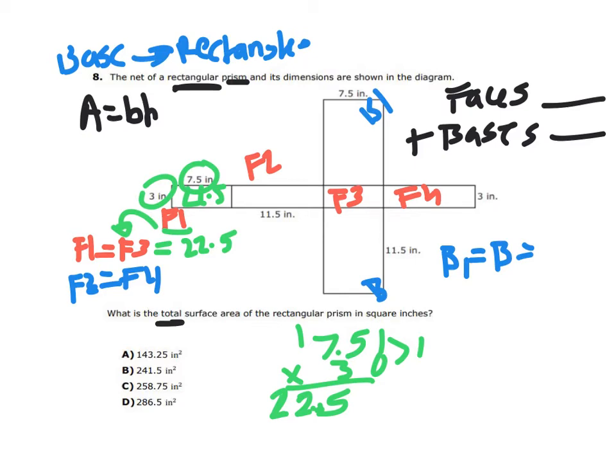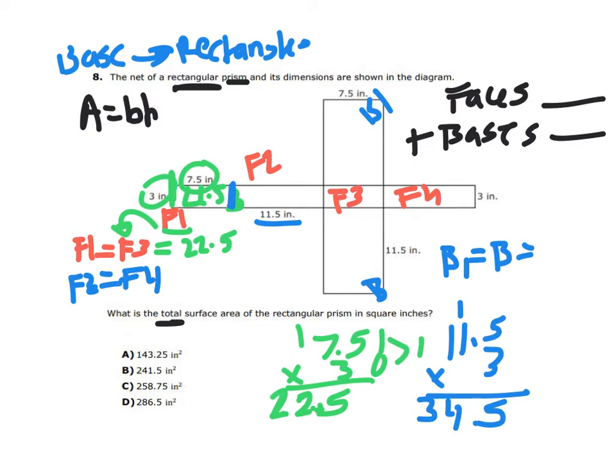By rules of rectangles, we know that opposite sides are congruent. So if this side right here is 3, that means this side right there is 3. So now that is also going to be the height of my face 2. So now I know my base is 11.5, getting that from right here. And my borrowed height from face 1 is also the height of face 2, which is 3, so I multiply that by 3. So when I multiply that out, I get 34.5. So face 2 and face 4 are both going to be 34.5.